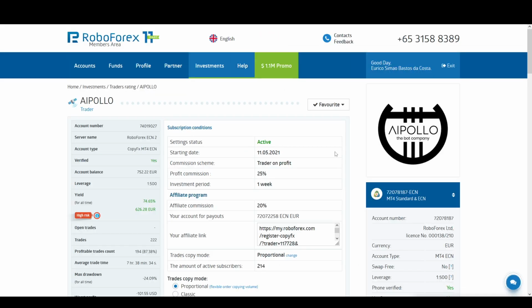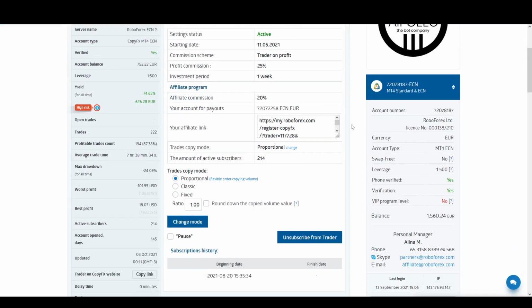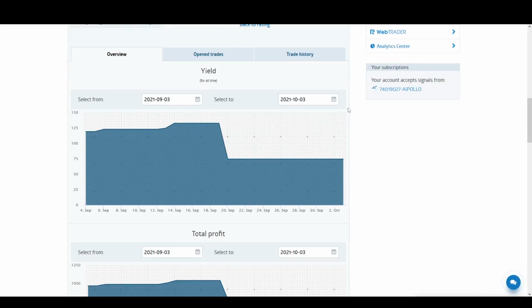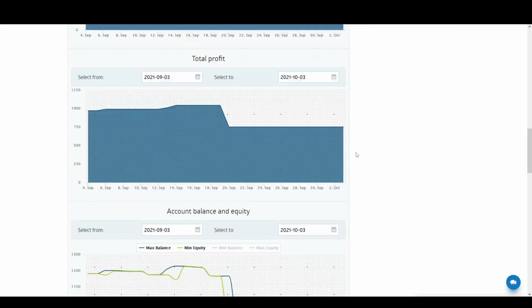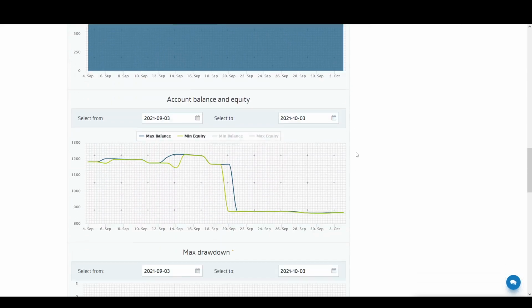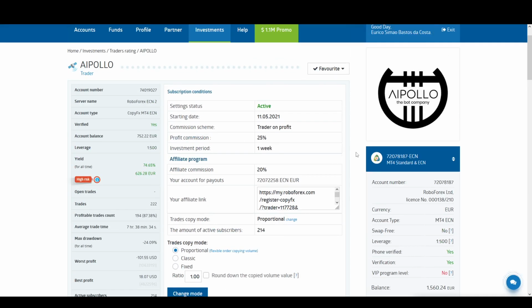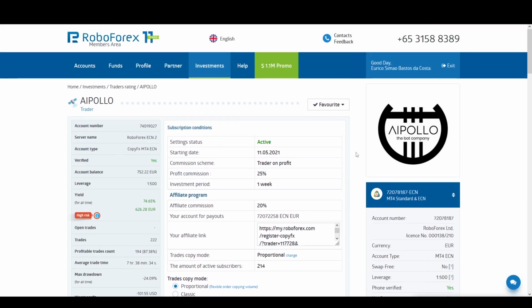And here you can see all the stats of this bot. There's the yield and total profit and things like that. Truthfully, I don't really look at this. I just look at my bank account at the end of the month, and I say, hey, this looks good, so I'm going to keep doing this.